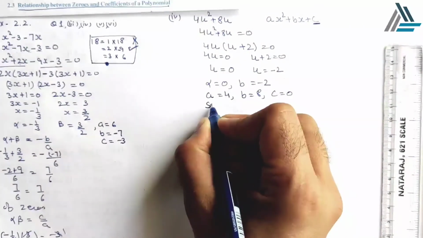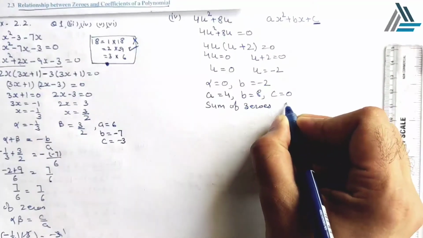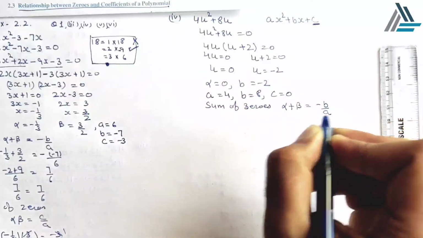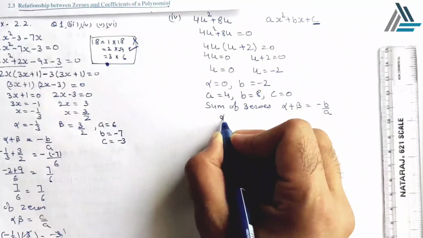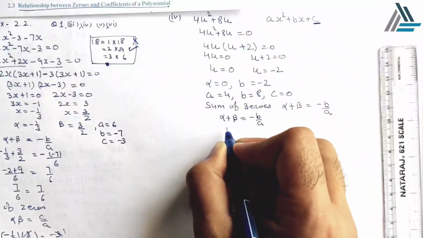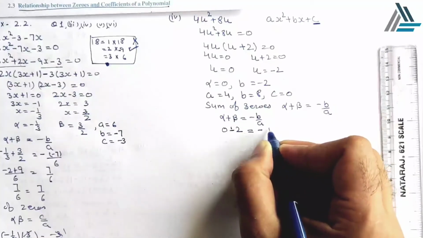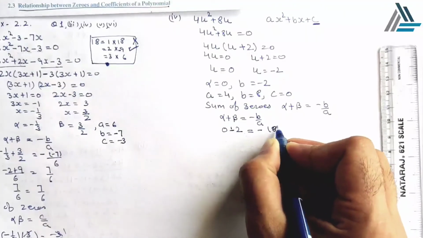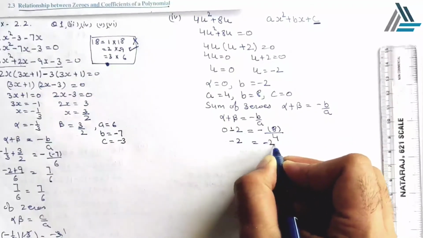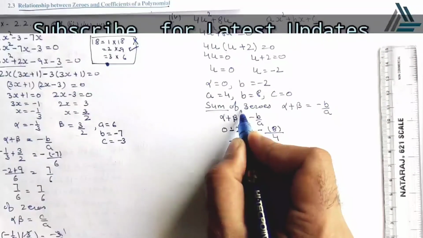By comparing the sum of zeros, we have to compare alpha plus beta is equal to minus b upon a. Alpha is 0, beta is minus 2, equal to minus of value of b, which is 8, upon value of a, which is 4. Here we get minus 2 is equal to minus 2. Hence verified. Sum of zeros is verified here.